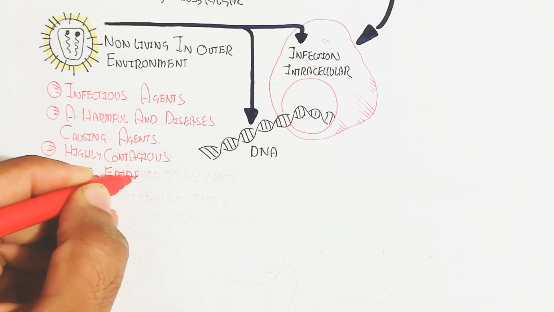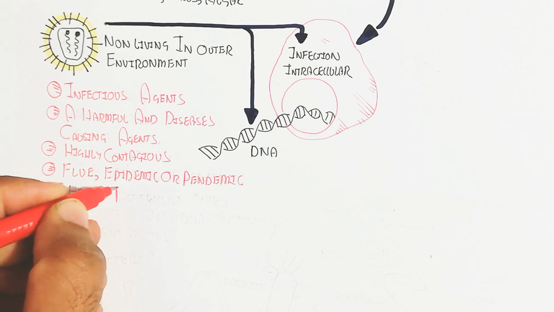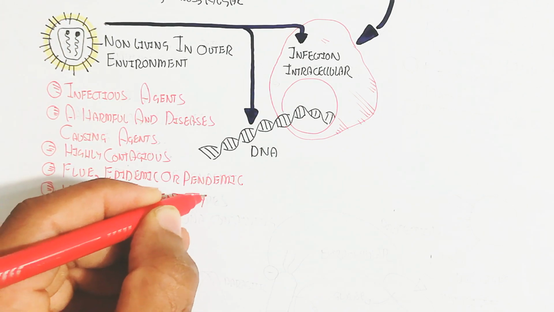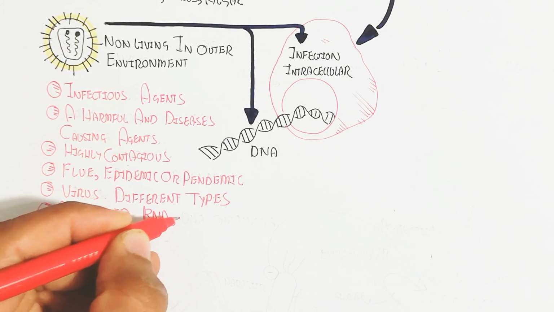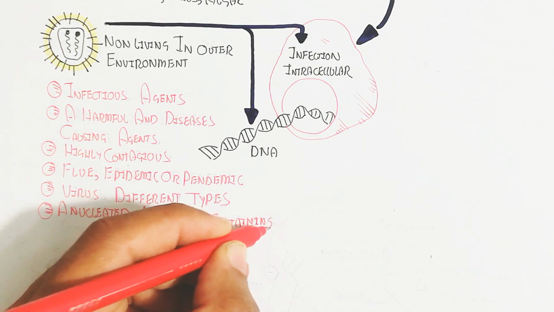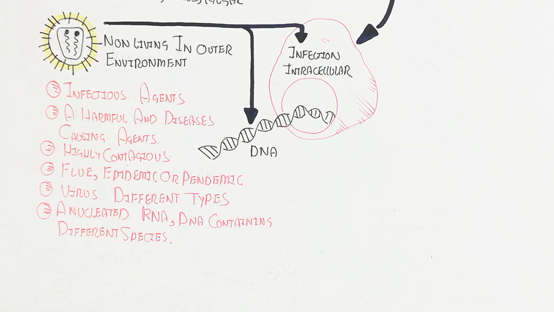Viruses have different types. They are acellular, containing RNA or DNA, with different species like poliovirus, mumps virus, and paramyxovirus, as well as COVID-19, SARS, and MERS virus.